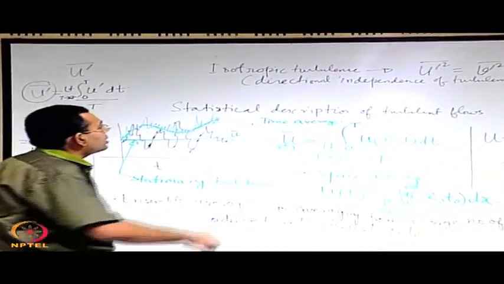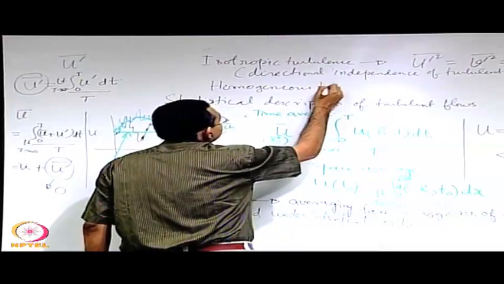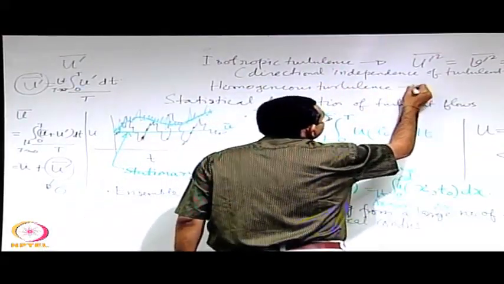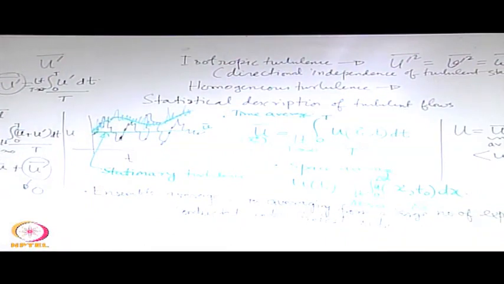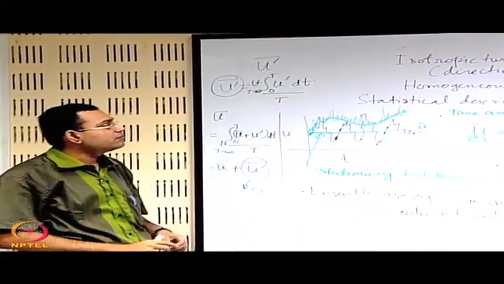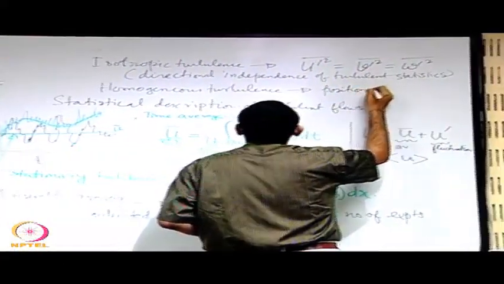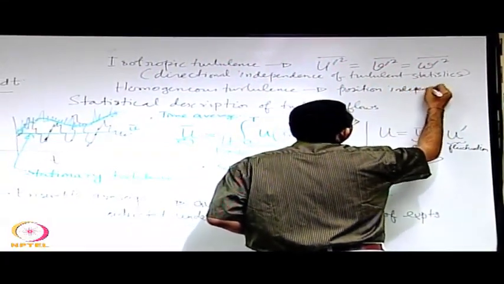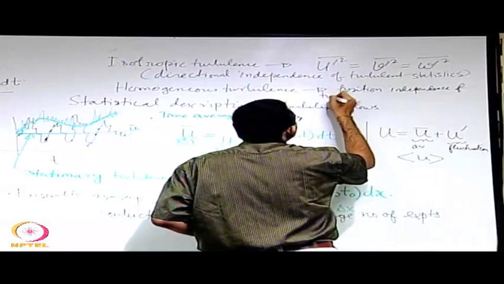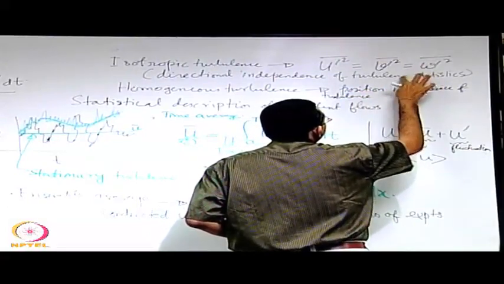Now, we have introduced the terminology of isotropic turbulence, and similarly we may introduce the terminology of homogeneous turbulence. So what is homogeneous turbulence? Just by the name it is clear that the turbulence statistics are independent of position, just like isotropic is independent of direction. So this is position independent turbulence statistics.